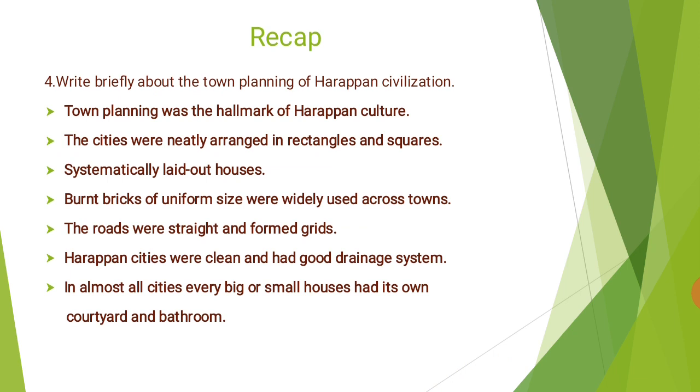And you have understood why it is a unique town planning system, because town planning was the hallmark of Harappan culture. The cities were neatly arranged in rectangles and squares, with systematically laid out houses. They used burnt bricks of uniform size, and the roads were straight and formed grids. Harappan cities were clean and had a good drainage system. In almost all cities, big or small houses had their own courtyard and bathroom.